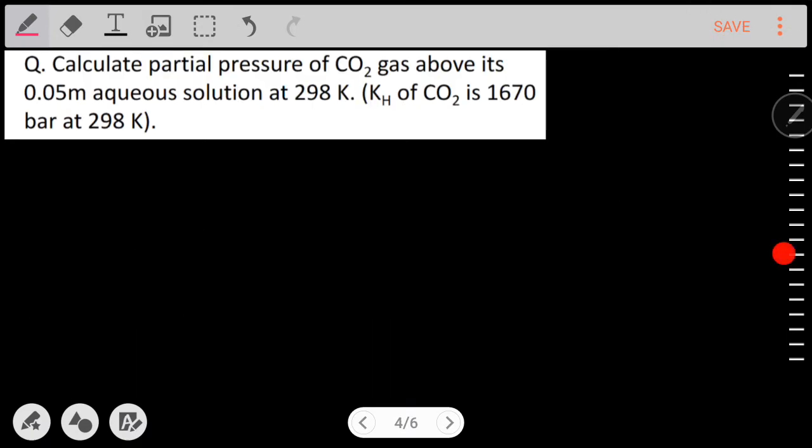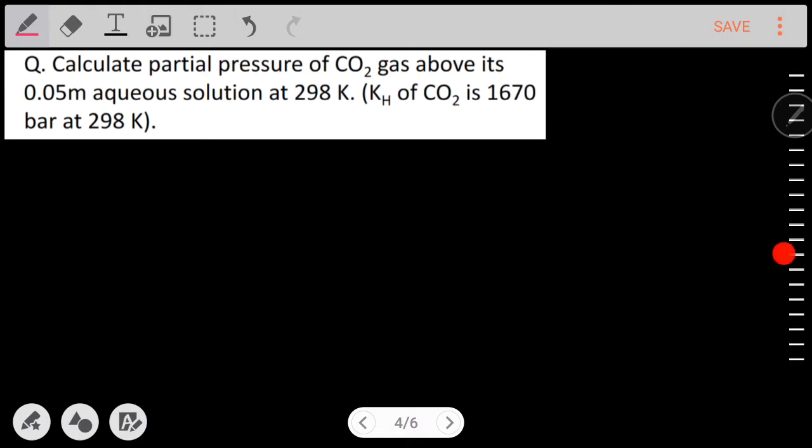Now our second question: calculate the partial pressure of CO2 gas above its 0.05 m aqueous solution at 298 Kelvin. The Henry's constant KH of CO2 is 1670 bar at 298 Kelvin. In this question, KH is given and P gas is asked.